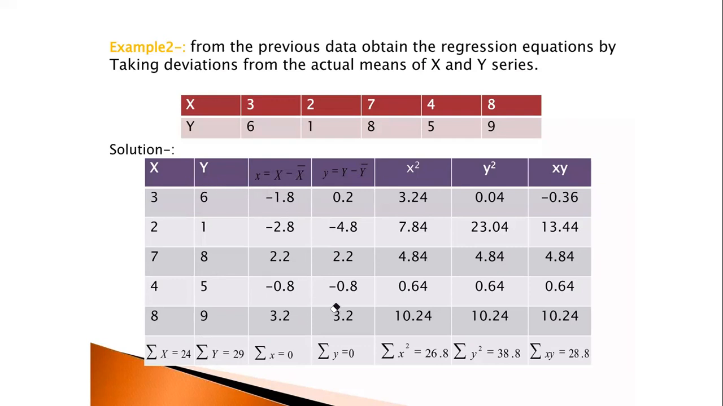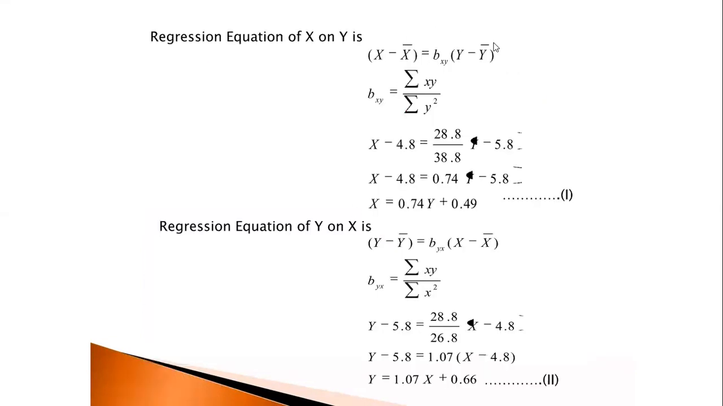Then you will be getting x values like this: minus 1.8, minus 2.8, 2.2, minus 0.8, and 3.2. So the total will be 0. Similarly, the y total also will be 0. That is sigma small x is equal to 0, sigma small y is equal to 0. And based upon that, sigma small x square you have to calculate. That comes to 26.8. Sigma small y square comes to 38.8. Sigma small xy comes to 28.8. Then we have to substitute in this formula.